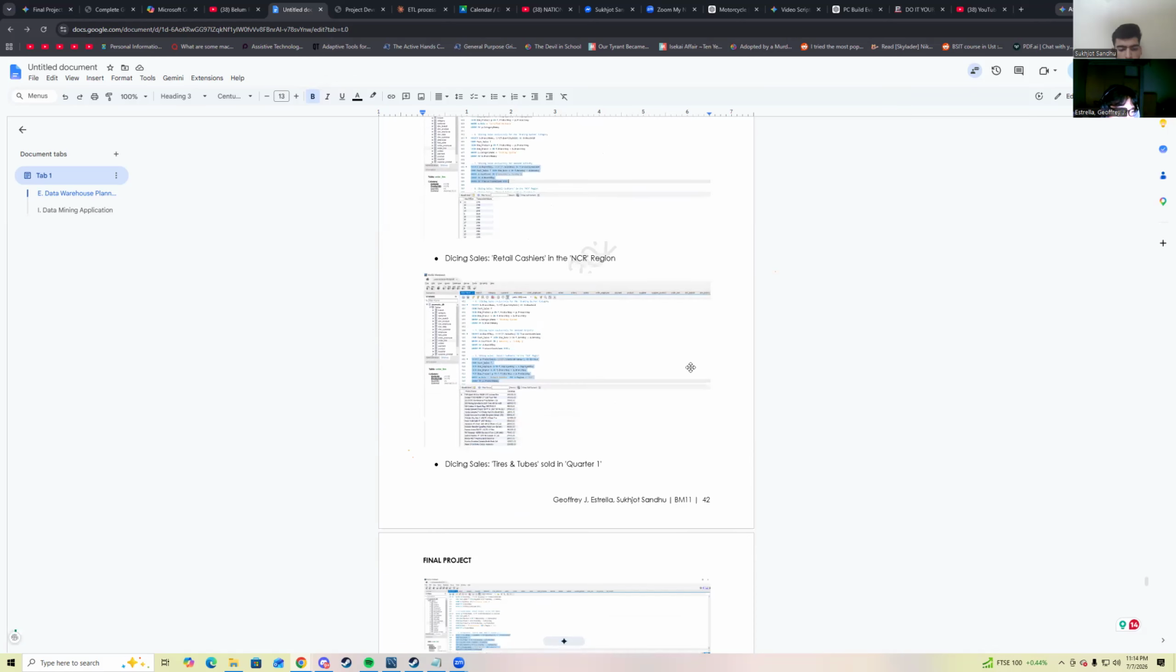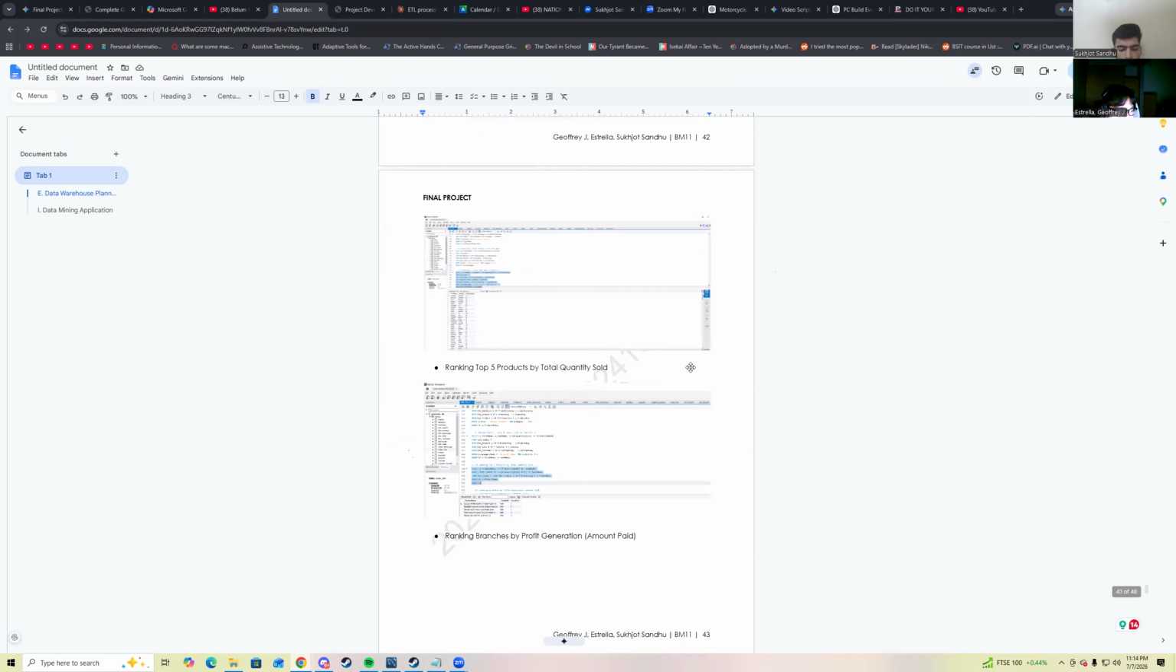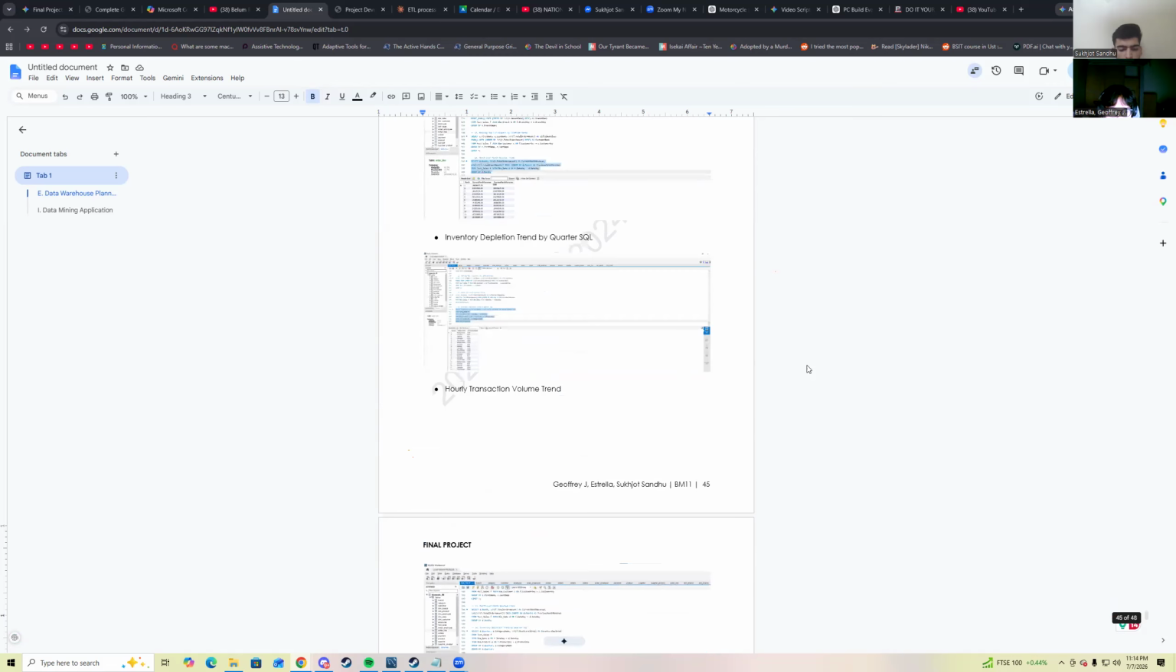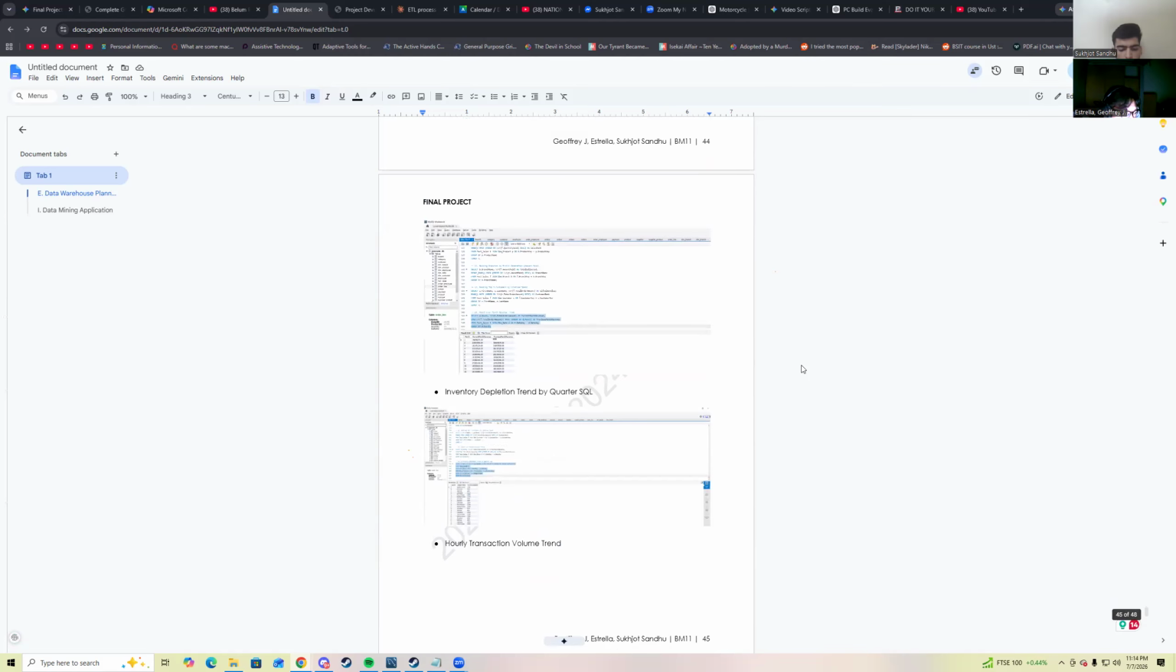identifying our top five lifetime value customers, and mapping our month-over-month revenue and inventory depletion. These 15 queries prove that the backend architecture is fully capable of handling complex executive data extraction.